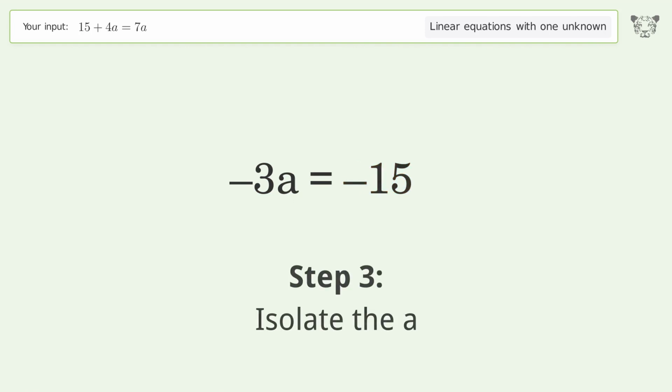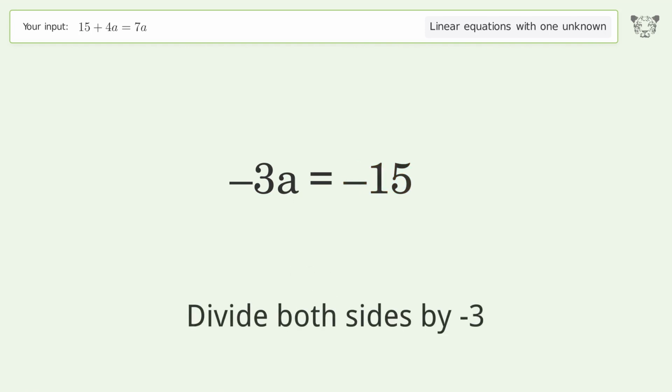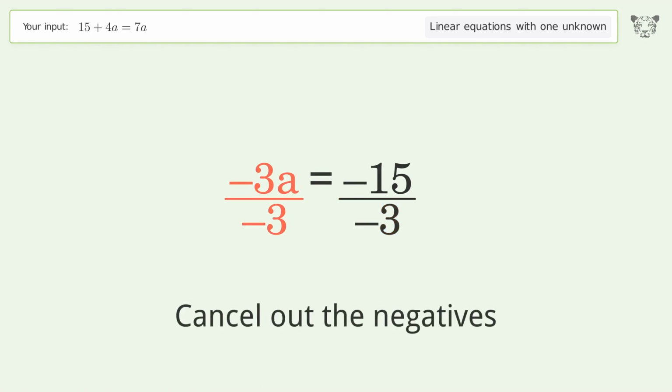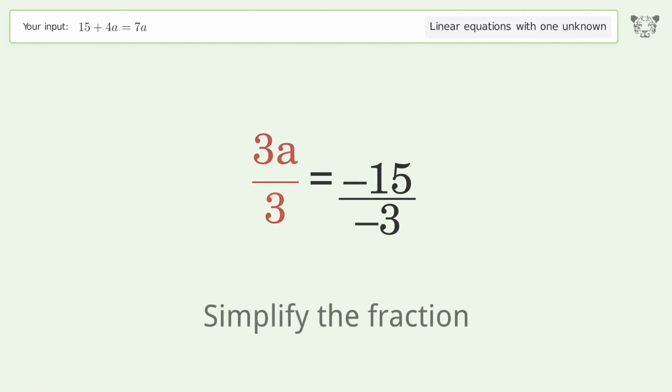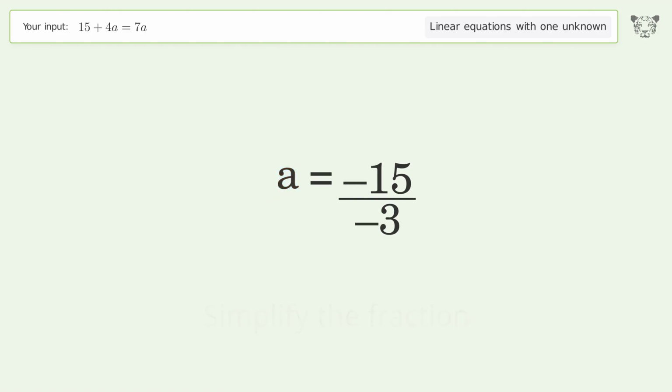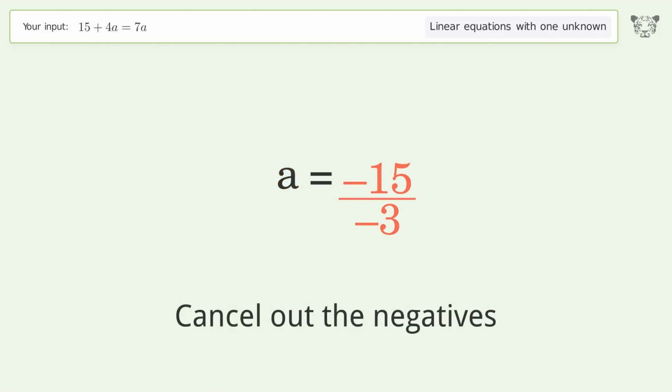Isolate the a. Divide both sides by -3. Cancel out the negatives. Simplify the fraction. Cancel out the negatives.